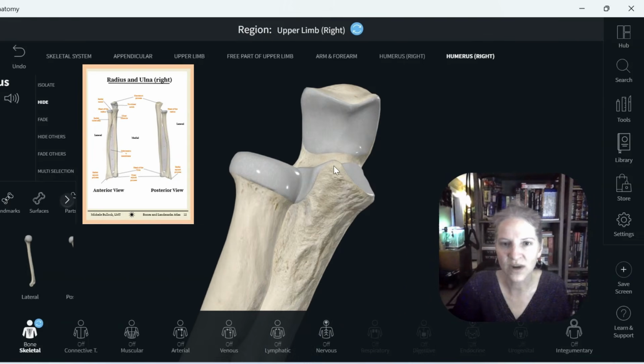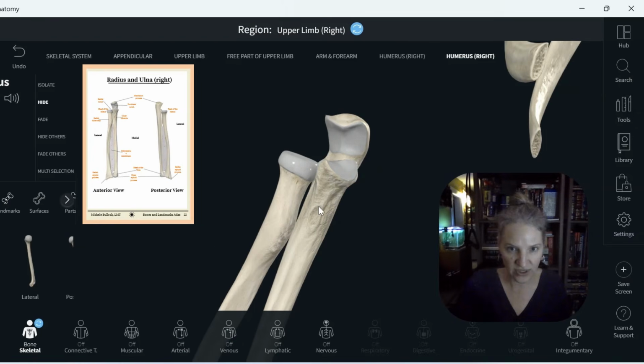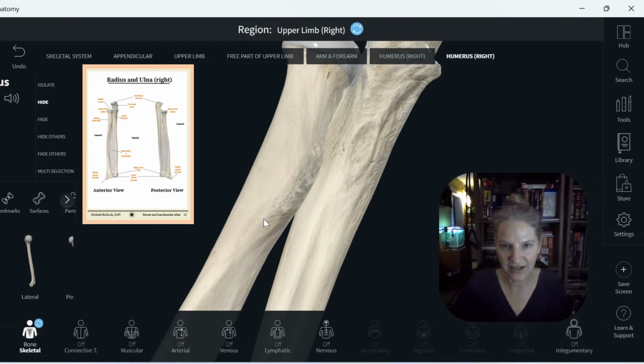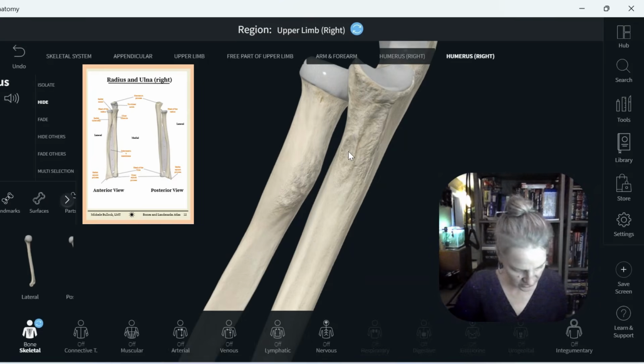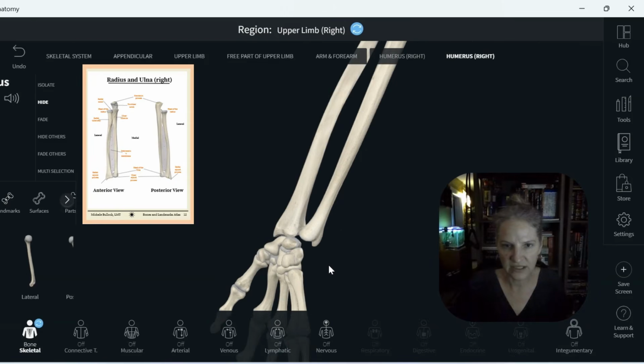Coronoid process is right there. The trochlear notch, where the trochlea of the humerus attaches to the olecranon. They call that the trochlear notch. Radial tuberosity, the sticky outy here, and the ulnar tubercle. So that's the anterior view.